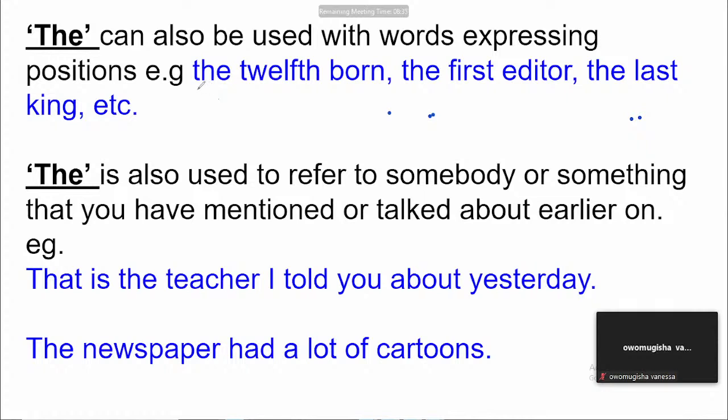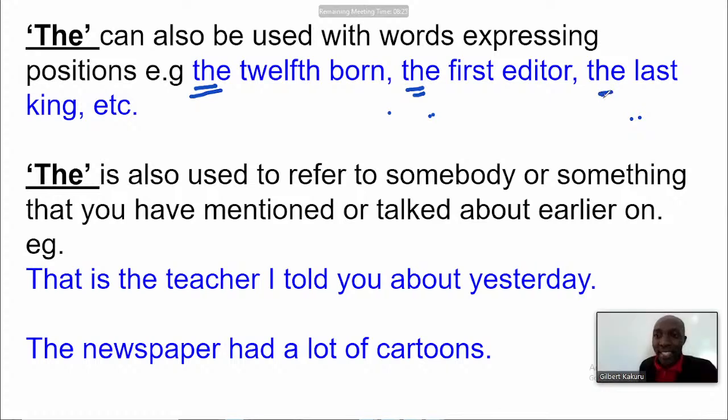Okay. We have the firstborn, the 12th born. Okay, we use the article "the". We have the first editor. Okay, we use the article "the". The last king, we use the article "the". You can send me more when you talk about expressing positions here. You can send me more in my chat. I will be very grateful to see your answer.